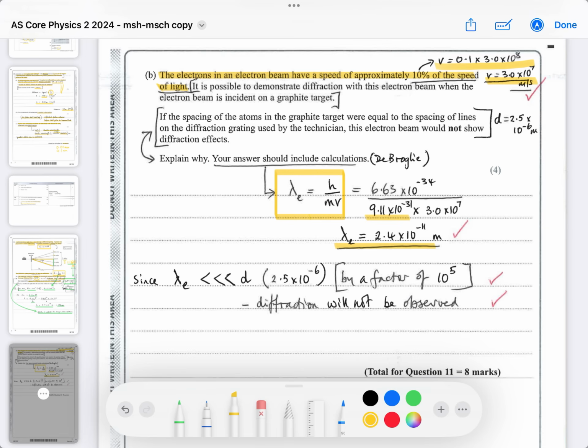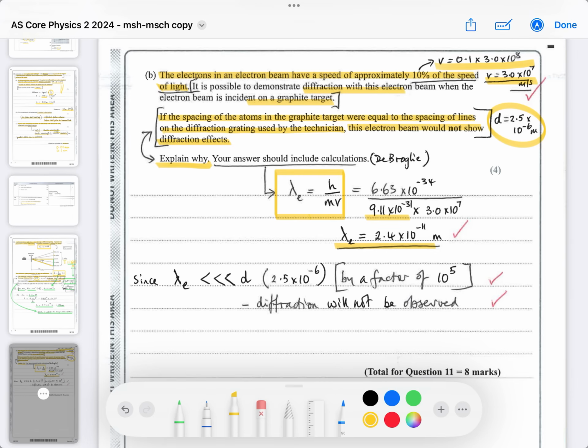It says it is possible to demonstrate diffraction with electrons when the electron beam is incident on a graphite target. A graphite target works as a diffraction grating for electron beams. If the spacing of the atoms in the graphite target were equal to the spacings of the diffraction grating used by the technician for the light, that would have been the gaps between the diffraction grating that we used in part A, this electron beam would not show any diffraction effects. You've got to explain why. It says your answer should include calculations.